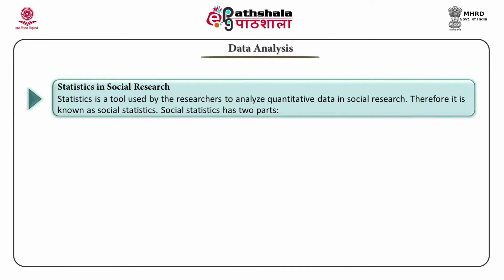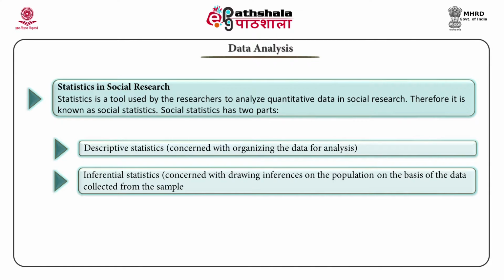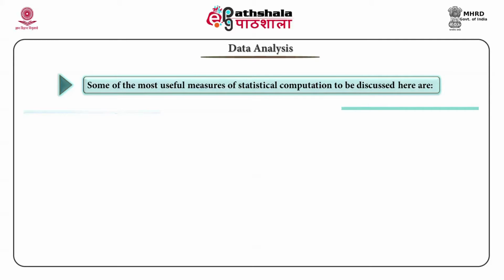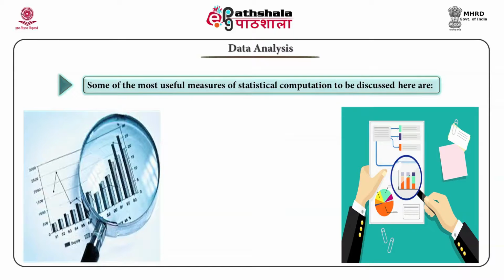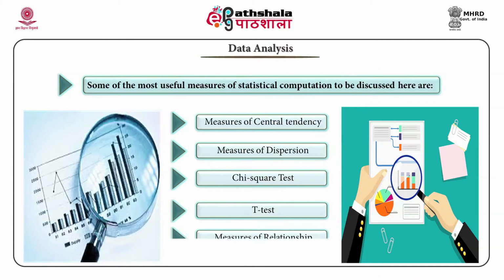Social statistics has two parts. Descriptive statistics, this is mainly concerned with organizing the data for analysis, and second, inferential statistics, concerned with drawing inferences on the population on the basis of the data collected from the sample. Here, some of the most useful measures of statistical computation to be discussed here are measures of central tendency, measures of dispersion, Chi-square test, T-test, measures of relationship.